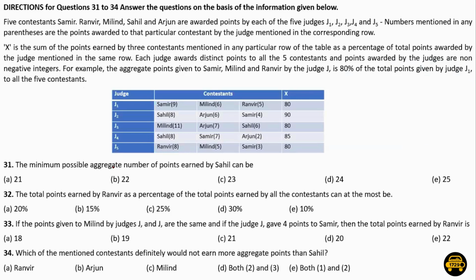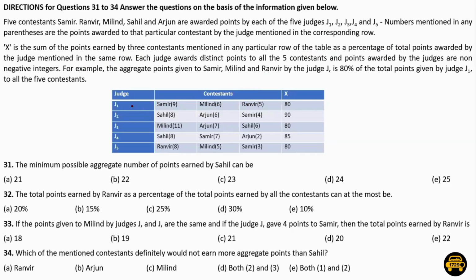So let's have a look at the table here. That means judge 1 gave 9 points to Sameer, 6 to Milind, and 5 to Ranveer. Now, what is this X? X is the sum of points earned by the 3 contestants mentioned in the row of the table as a percentage of the total points awarded by the judge in the same row.